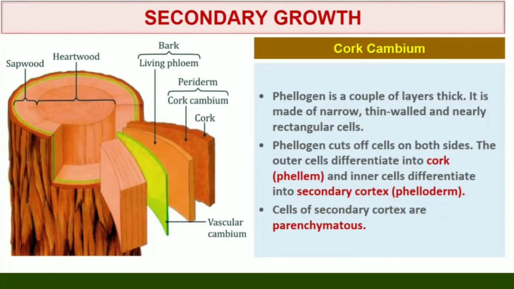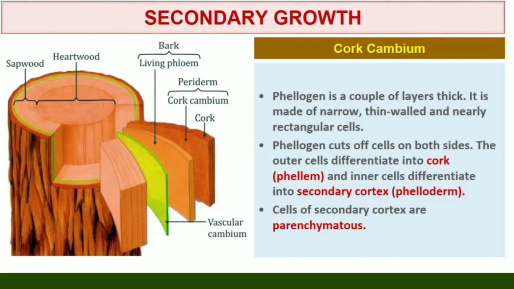Phellogen is a couple of layers thick. It is made of narrow, thin-walled and nearly rectangular cells. Phellogen cuts off cells on both sides. The outer cells differentiate into cork or phellum while the inner cells differentiate into secondary cortex or phelloderm.